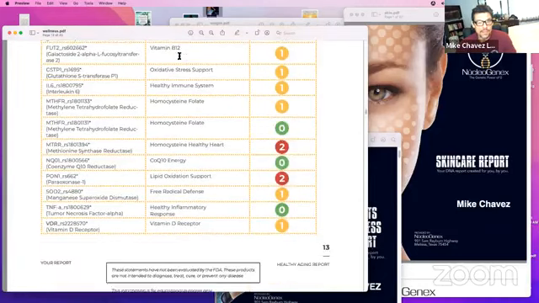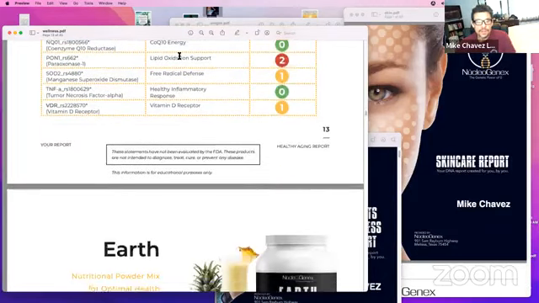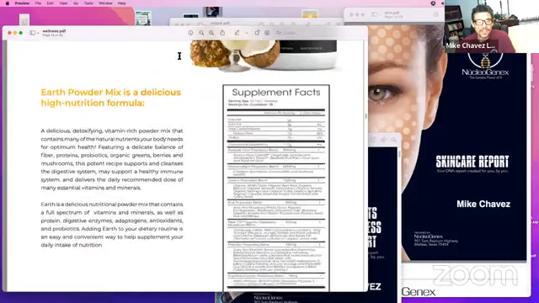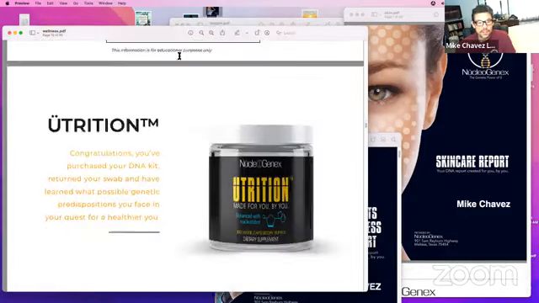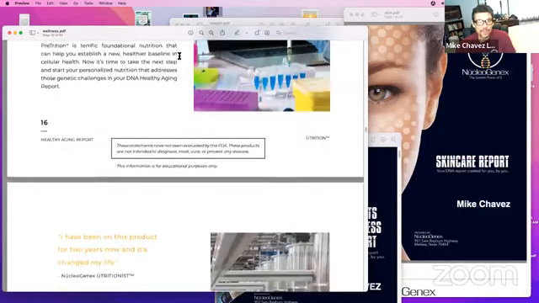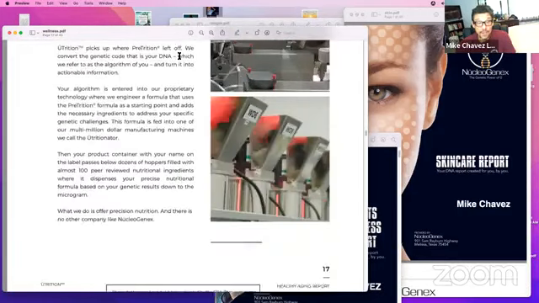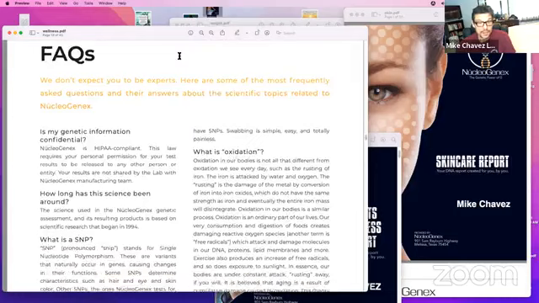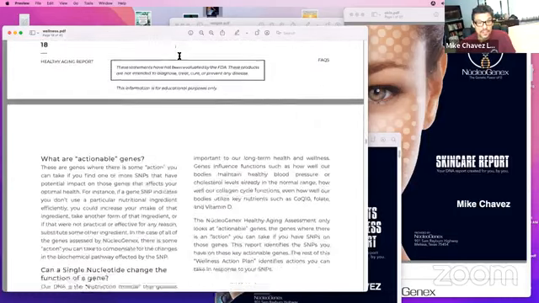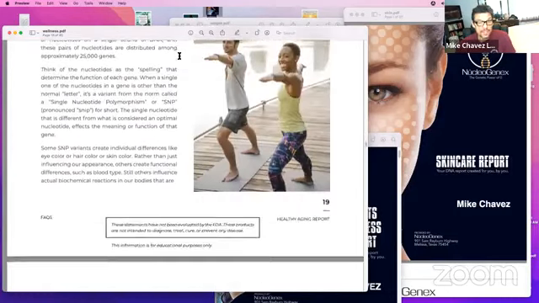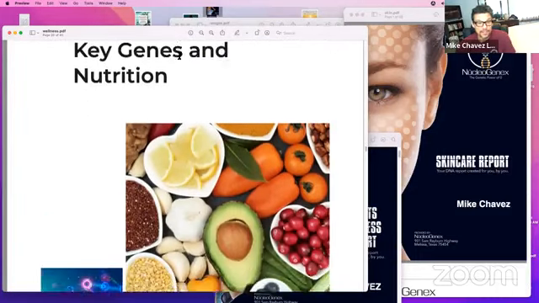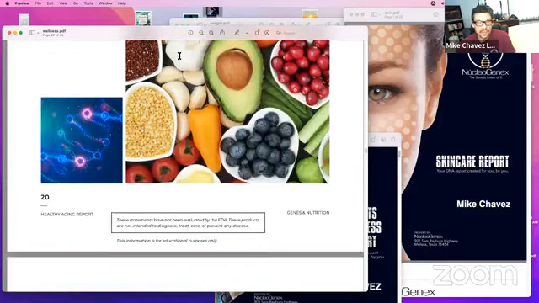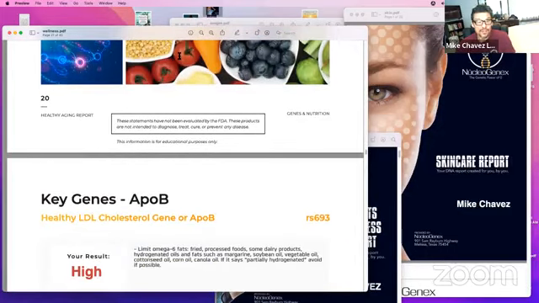So we're going to go down here, and this is one of the coolest things about these reports. They don't just tell you, okay, you got this gene, what are you going to do about it? They show you what you can do about it. So let me scroll down here and show you all the different genes. You can see there's so much information in here. Now here are the key genes and nutrition. It's such a correlation. The first one that I got was the APOB gene.